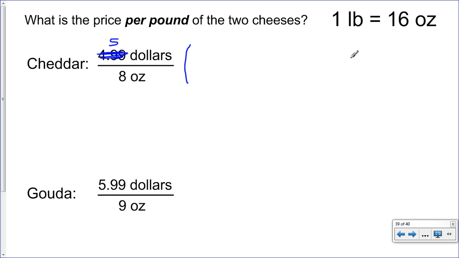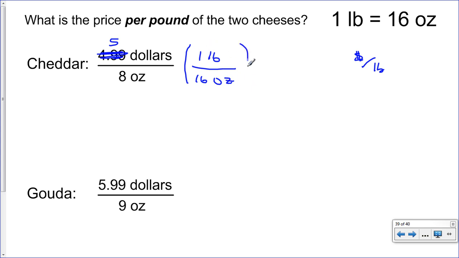The units I'm looking for are dollars per pound. Those are the units I'm looking for. So I'd like to keep these units of dollars, but I need to change these ounces units to pounds units. So I'm going to create a fraction of 1 using this equivalence here. 1 pound and 16 ounces are the same. So I could write 1 pound divided by 16 ounces.